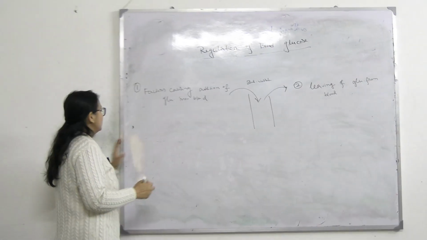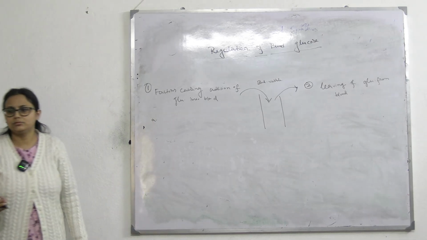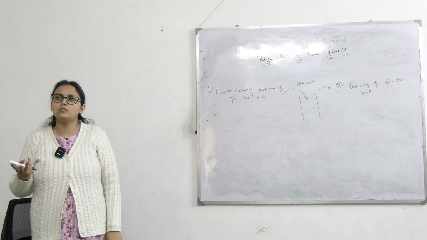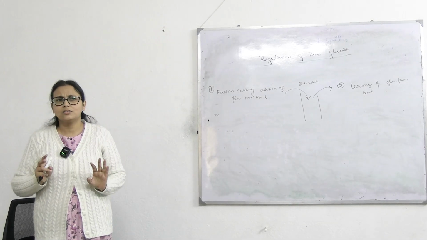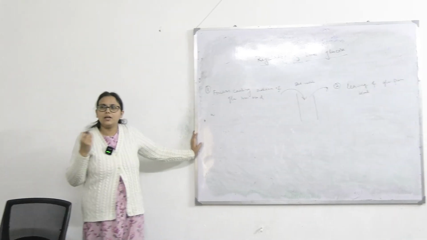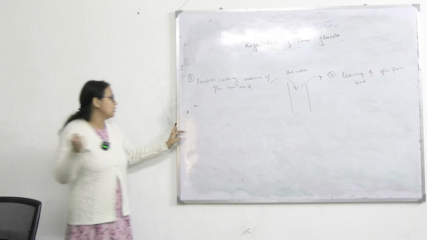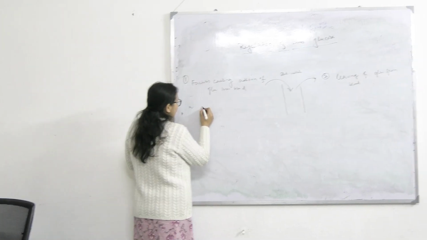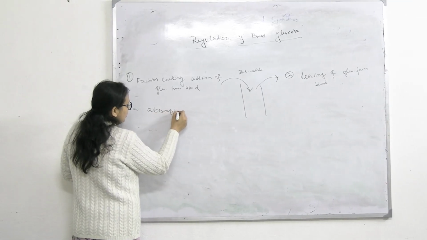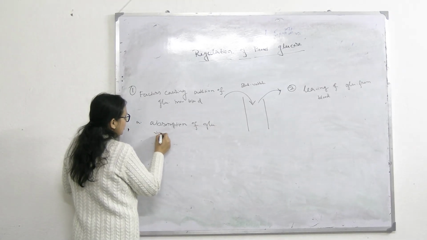So what are the factors causing addition of glucose into the blood? Number one, diet. That means when we take food, glucose is absorbed through the intestinal epithelium, and then the glucose will come into the blood. So after taking a meal, there is absorption of glucose via intestinal epithelium.